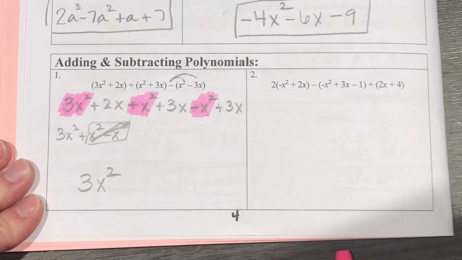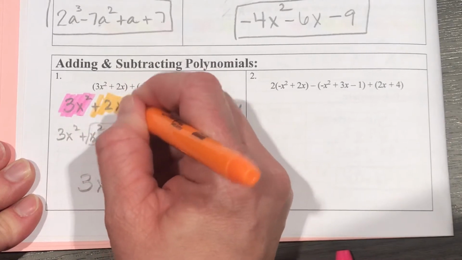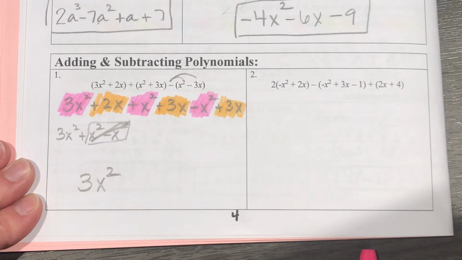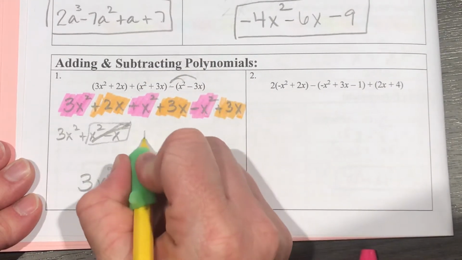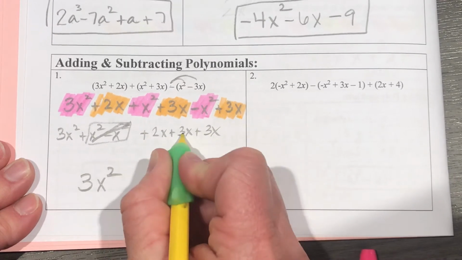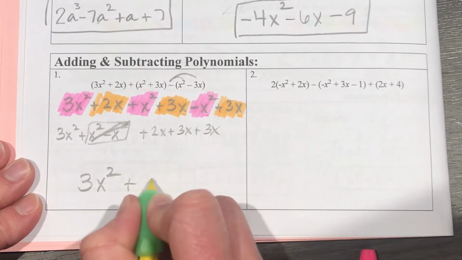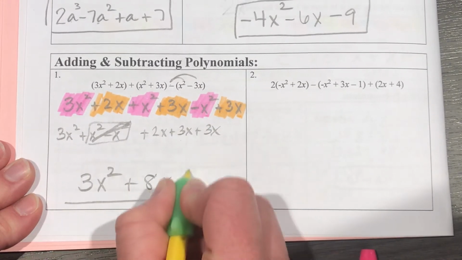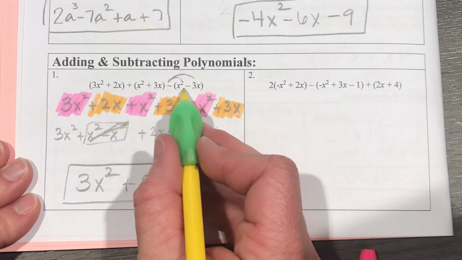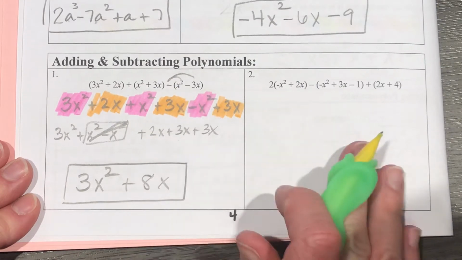And then I have a couple linear terms here. Actually, I have three of them. I have 2x here, 3x here, and 3 more x there. So together, I have 2x plus 3x plus 3x, or 2 plus 3 makes 5 x's, and 5 plus 3 makes a total of 8 x's. And so honestly, just make sure that when you are subtracting a polynomial that you distribute that sign to every term in that set of parentheses.